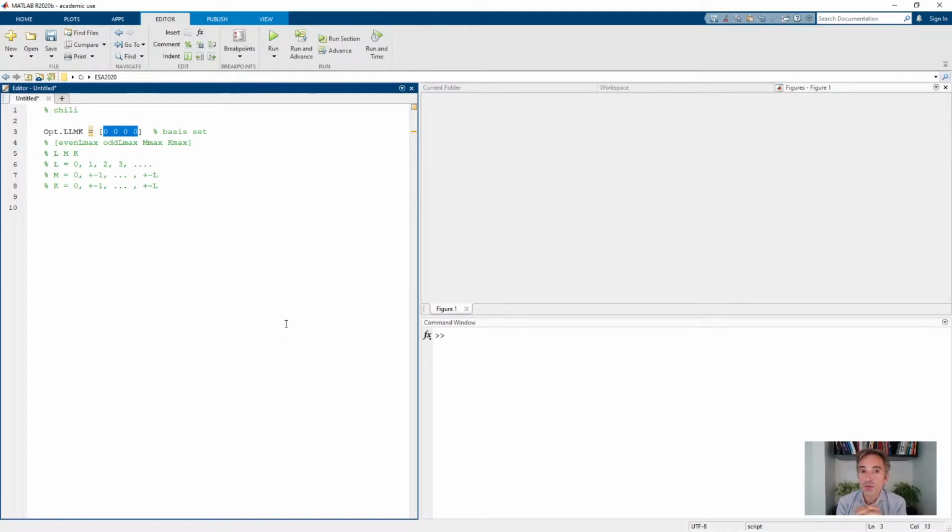In the old EasySpin version 5.2, this was an optional input, but in the new version, we're making this a required input because experience has shown that people tend not to check this and then simulate spectra that have basis sizes that are too small, giving inaccurate spectra. So we might rename this for the final 6.0 release, but it will be a required parameter. Okay, so this is what llmk means.